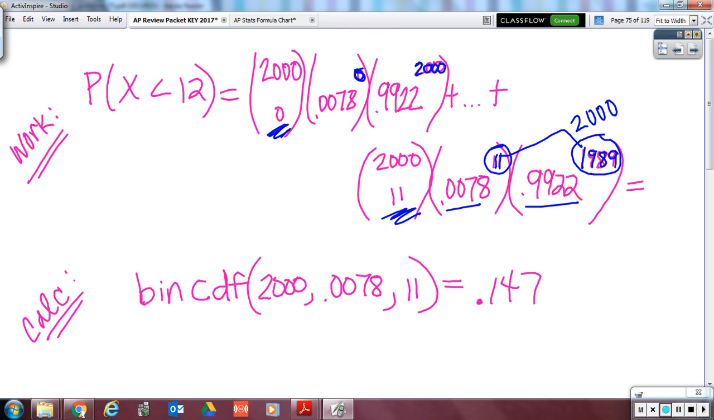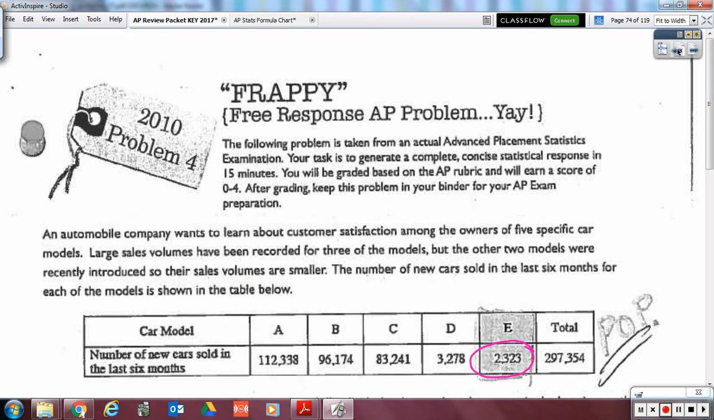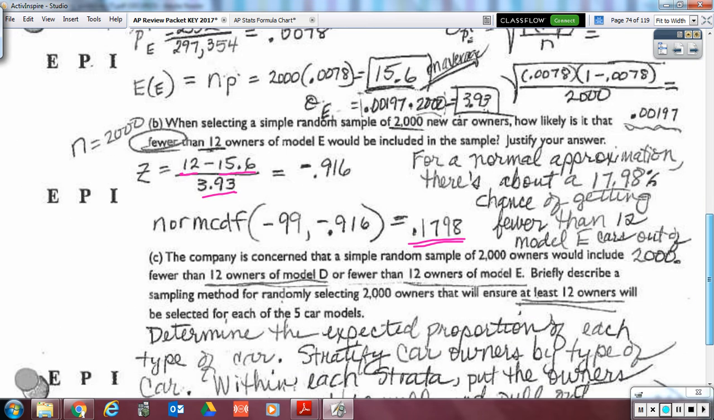All right, so that's the work that would be shown if you were to write out the formula, but the calculation in the calculator I would do would be binomial CDF of the 2,000 with this probability up to and including 11, and that comes up to 0.147. Now keep in mind, my normal approximation is bigger than the binomial approximation because mine includes all the itty bitty little parts in between, the 11.1 and 11.2 and 11.333 and 11.444897 and so on. So my normal approximation is a little bit bigger.